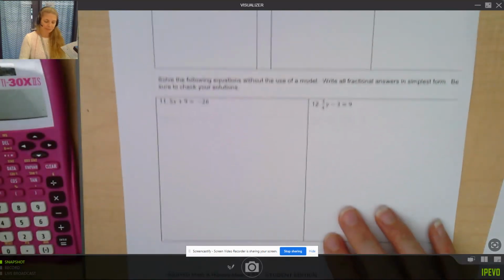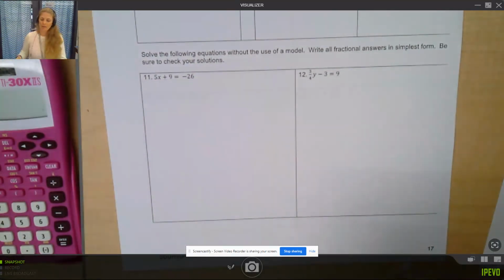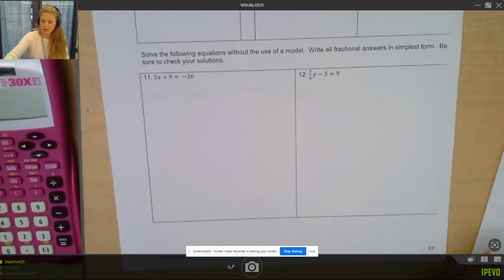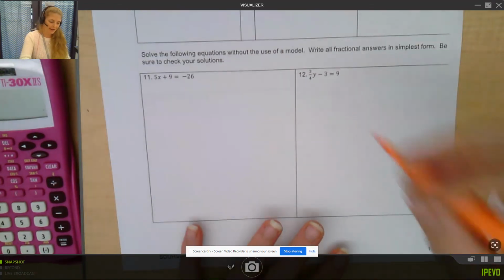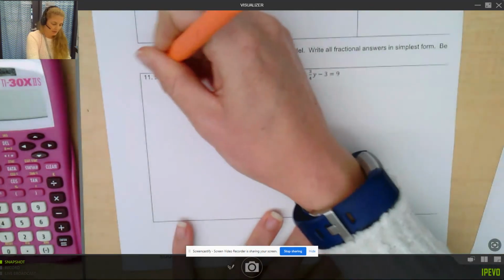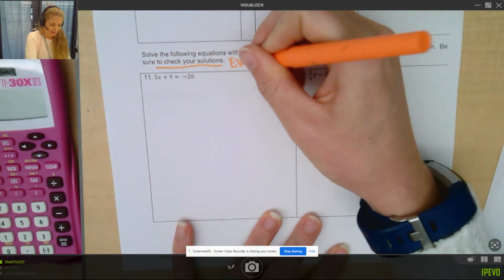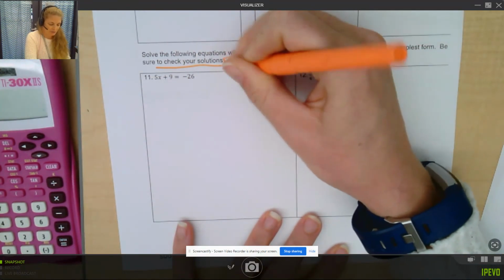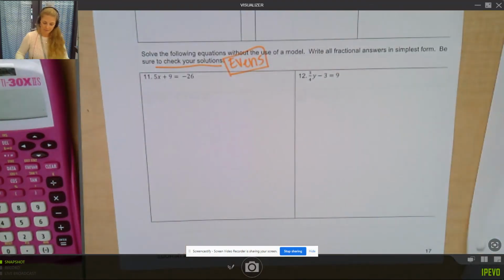We're going to now do these problems without a model. And I want you to verify the evens. So I want you to check your solutions just on the evens for the rest of this lesson since you've been doing such a great job.